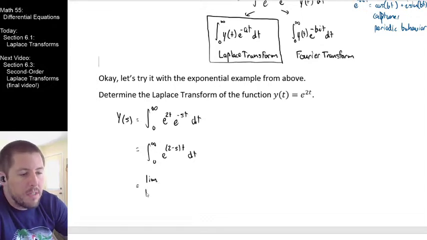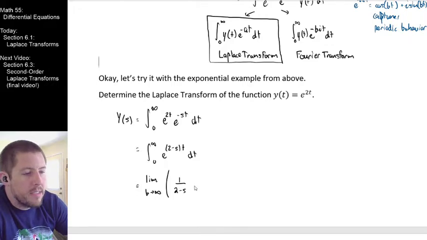So I'm going to go ahead and be responsible with my bounds and say this should be the limit as b goes to infinity of, and it looks like I'm going to get a 1 over 2 minus s times e to the (2 minus s)t evaluated from t equals 0 to t equals b.